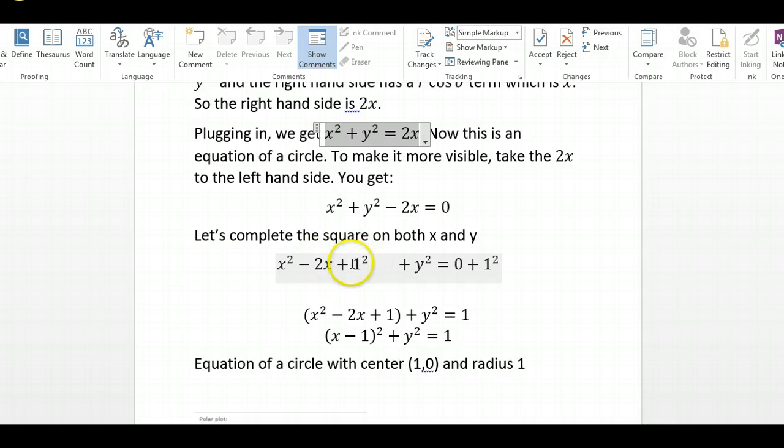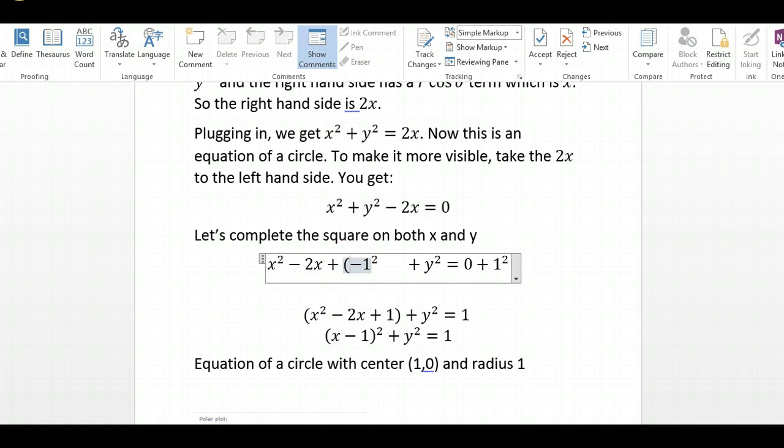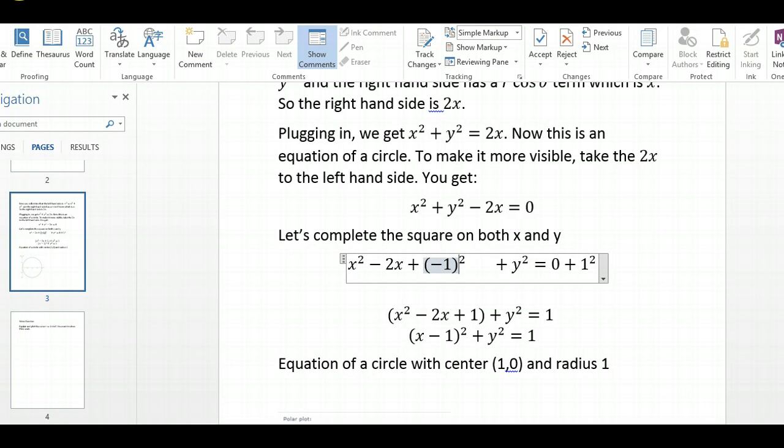So negative 1 squared will be 1 squared. Or if you want to put negative 1, it's the same thing. And that's on the left hand side. On the right hand side you'll have to add it also, so we add 1 squared onto the right hand side. So now the left hand side is a square: x squared minus 2x plus 1 plus y squared, and the right hand side is just 1.